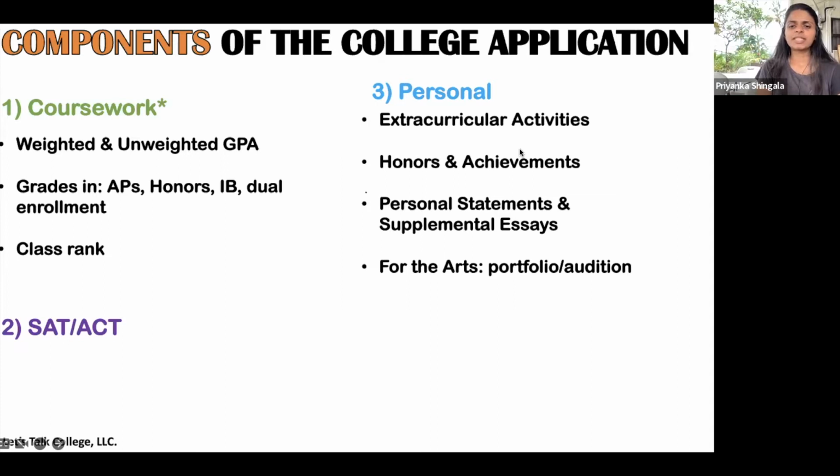Then we have the honors and achievements. They care, that could be in the athletics, but also in the academics. So National Honor Society, honor roll. If you have the junior writing portfolio scores, a 5 or 5.5, or the rare 6 that comes out, that might be something you want to put on your application. Personal statements and supplemental essays.